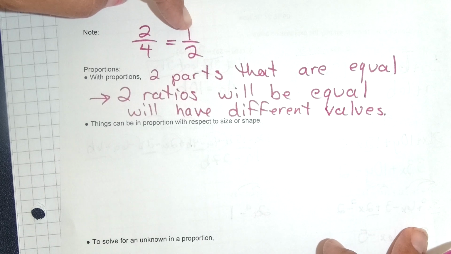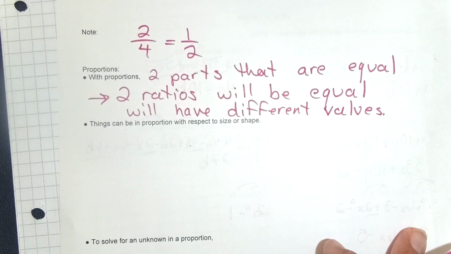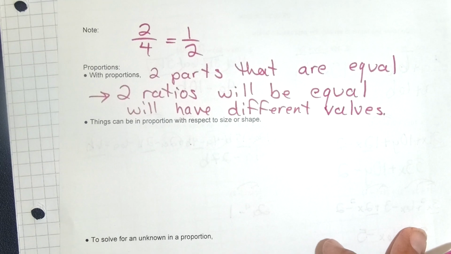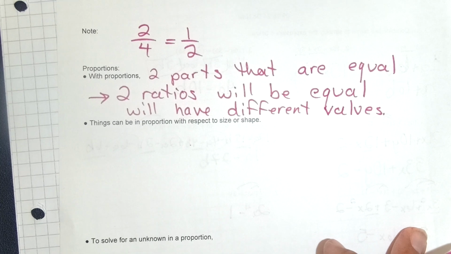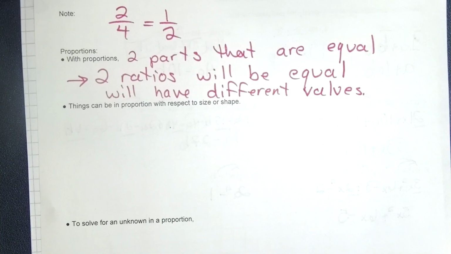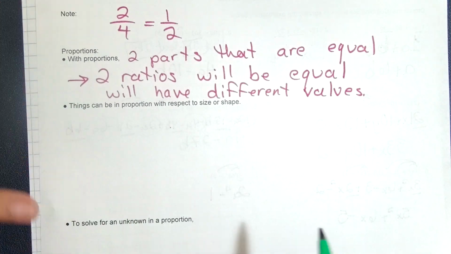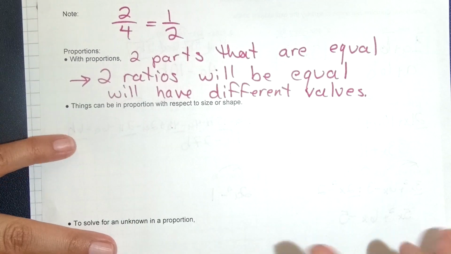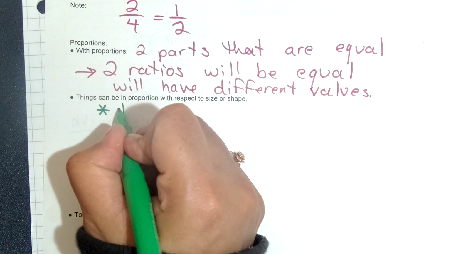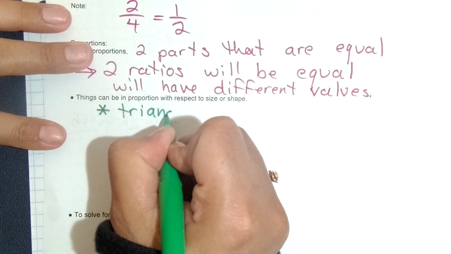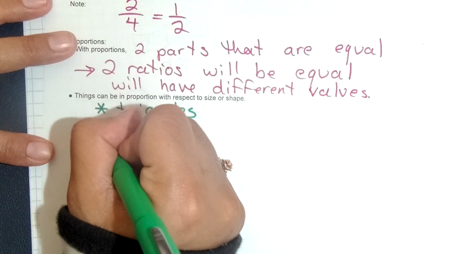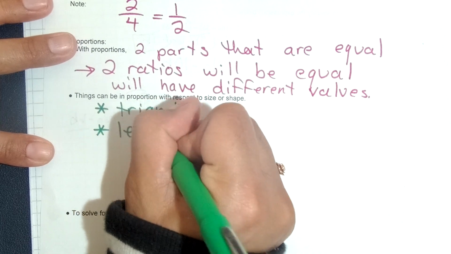Proportional problems in the ACT are always going to be word problems. Always. Okay? Unfortunately, always word problems. And there'll be conversions also. Things can be in proportion with respect to size or shape. This includes triangles. This includes lengths.